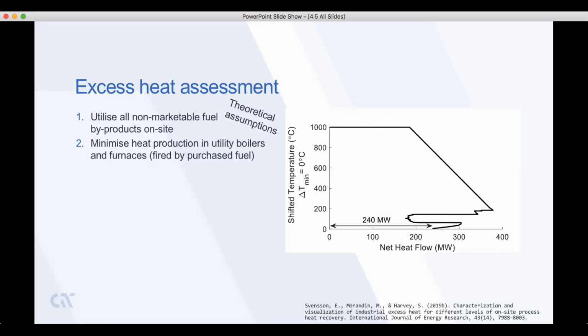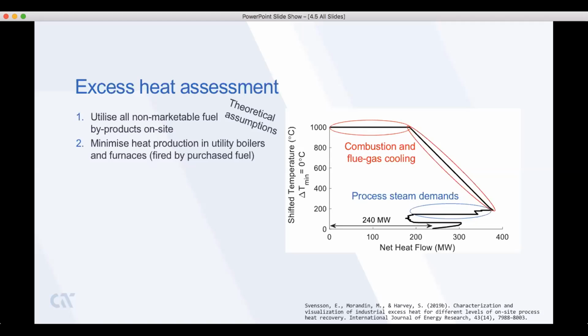In the process represented by the curve on this slide, heat is available at high temperatures from combustion and cooling of flue gases, while there are significant process steam demands at lower temperatures. The minimum heating demand of the process can be read as the distance between the top of the curve and the y-axis, while the minimum cooling demand can be read as the distance between the bottom of the curve and the y-axis. In this case, there is no external heating demand after ideal heat integration, while the total cooling demand is 240 megawatts.